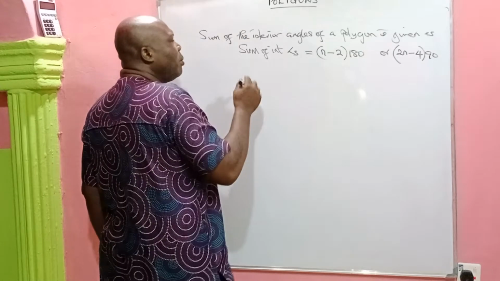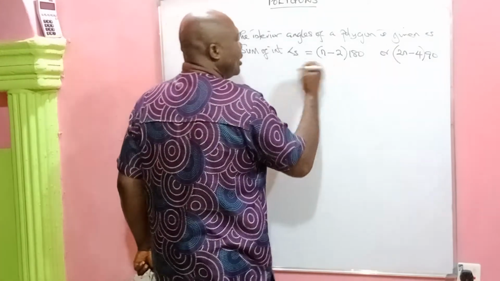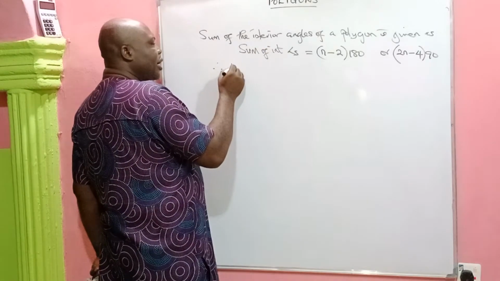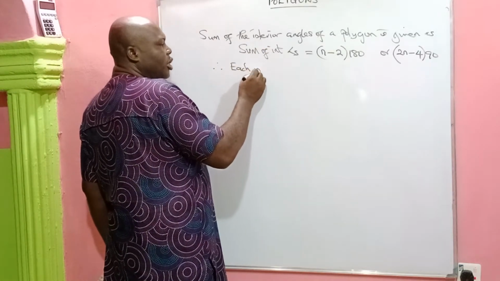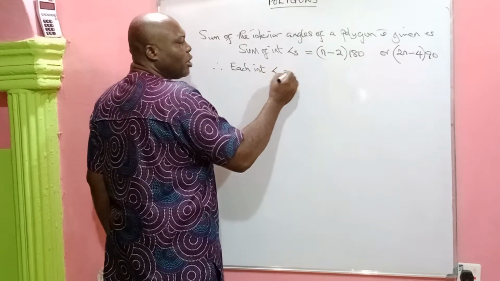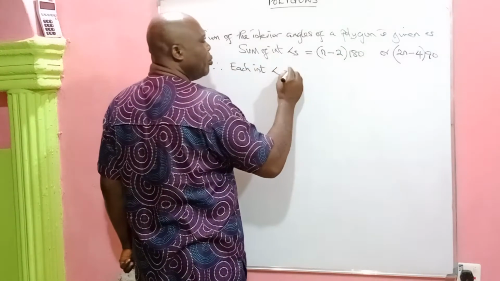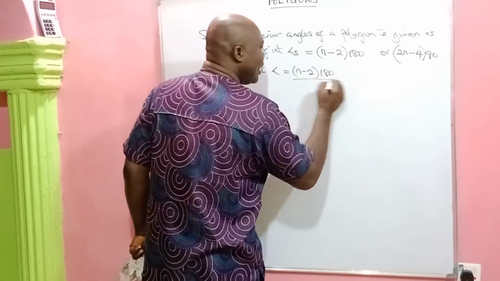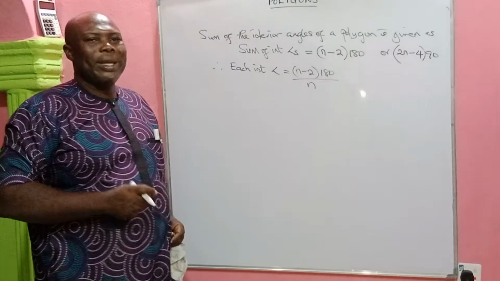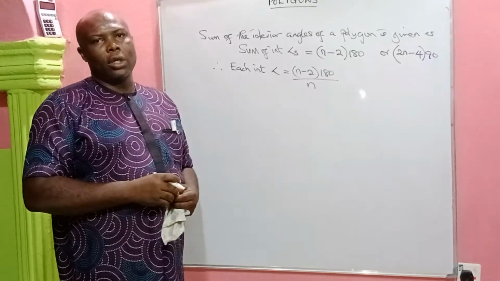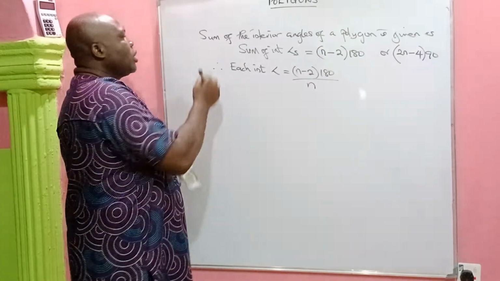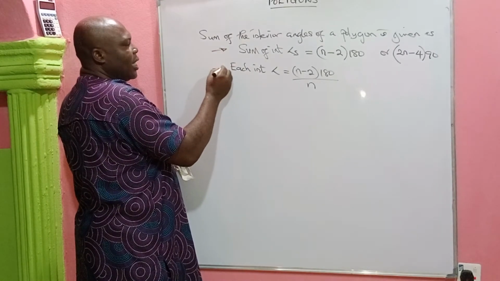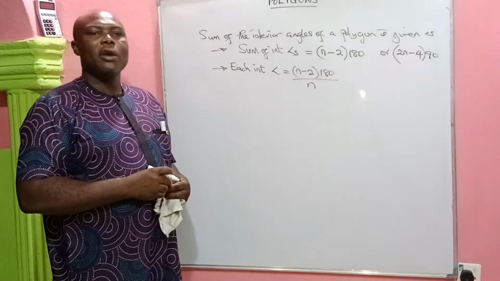So if the sum of the interior angles of a polygon is this, therefore it means that if the polygon is regular, each of the interior angles of that polygon will be (n minus 2) times 180 divided by n. That will be each interior angle of that polygon. Please take note. These two key formulae are very important in solving problems. So we take them as two key formulae.